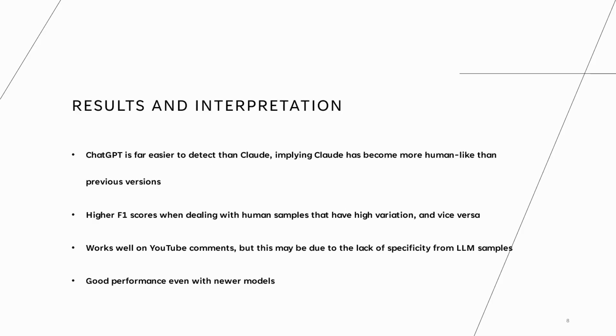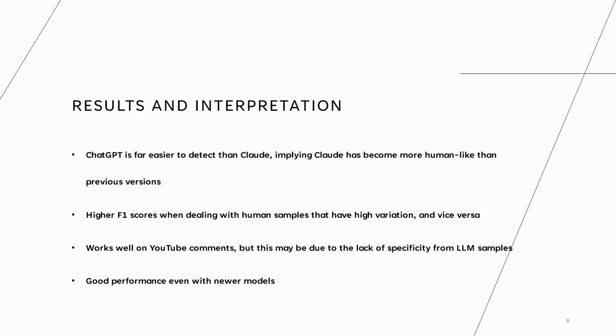My results are present in the paper, but as for their interpretation, we can see that ChatGPT is far easier to detect than Claude, which implies that Claude has become more human-like than previous versions. Across all domains, ChatGPT scored a much higher F1 score, which is our accuracy score in this case, compared to Claude.